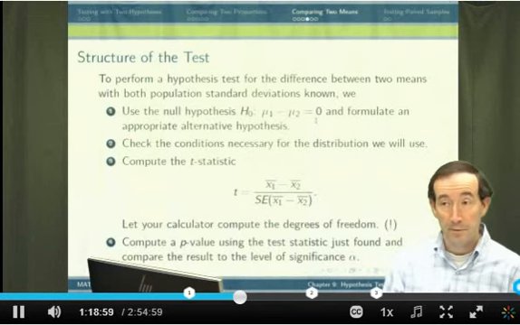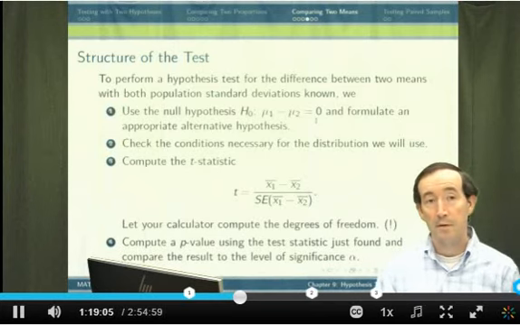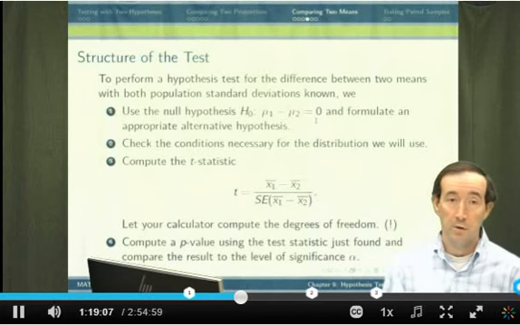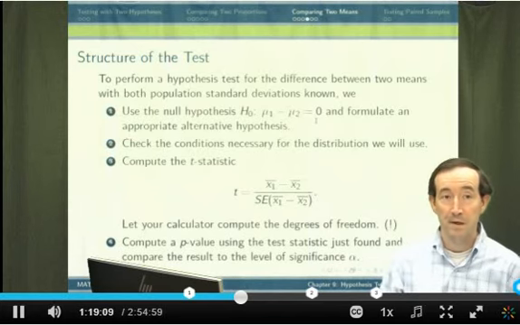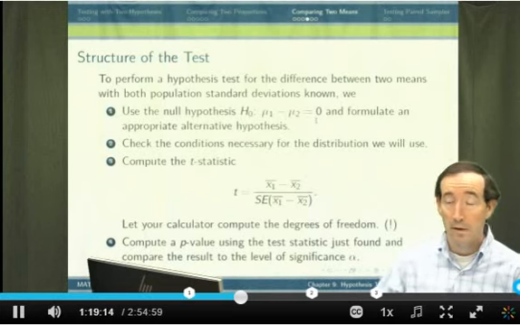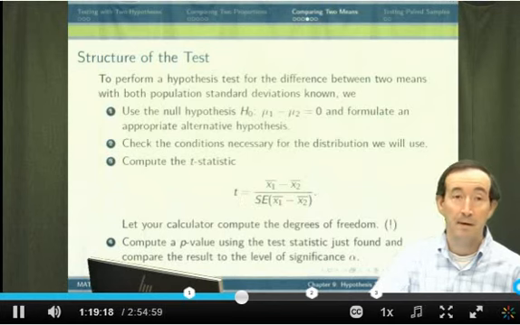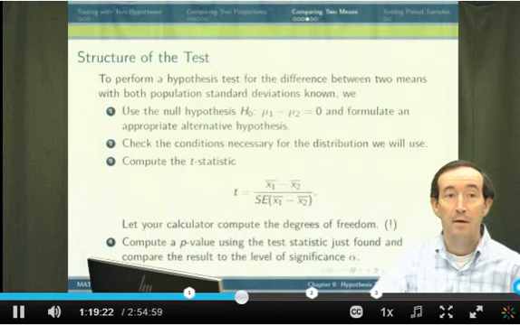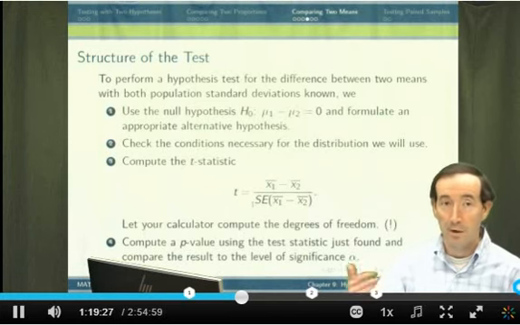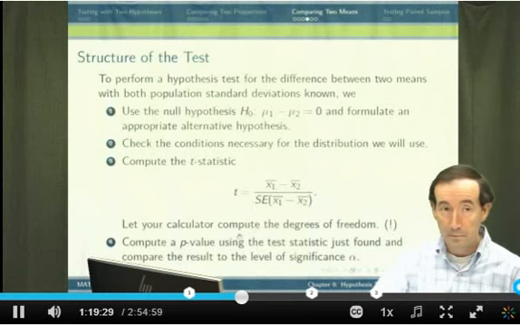Then I need to check those three conditions. Remember, independence within the groups, independence between the groups, and the nearly normal condition. If those three conditions are satisfied, then I can use the t-distribution that I want to use. I will compute a test statistic t. Do not do this by hand. Again, it can be done. It's not impossible for calculators. That's how we did this. But it would be exceptionally difficult to do it correctly because of all the different pieces that are involved here.